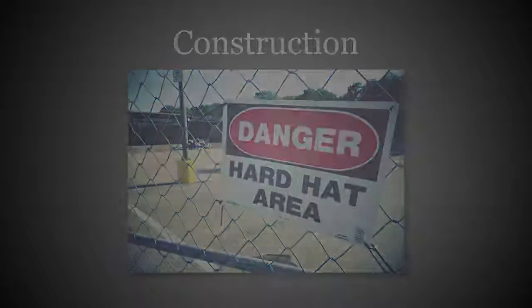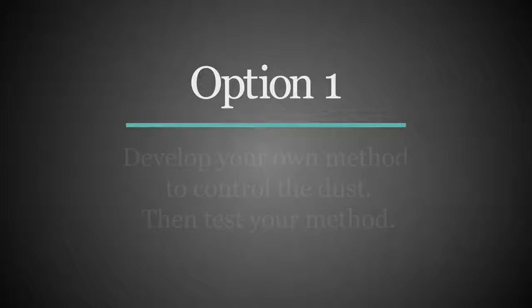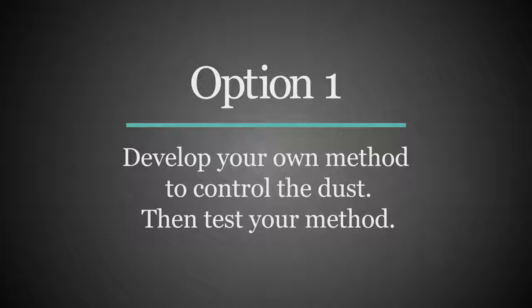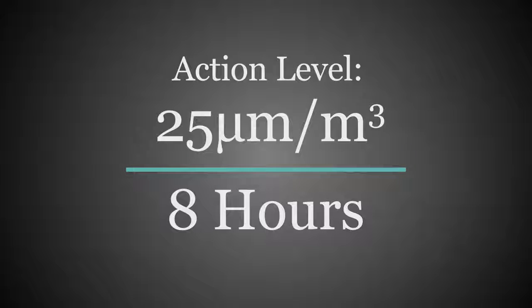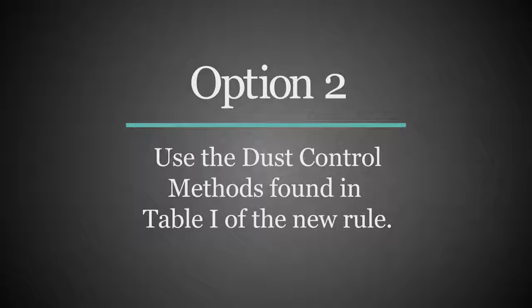The rule provides two options for construction. Option 1 is, in short, to control the dust with your own measures, then measure the amount of silica dust to which workers are exposed. If it's at or above the action level of 25 micrograms per cubic meter over an 8-hour time-weighted average, you must find better measures to protect workers from crystalline silica dust exposure. Option 2 is to simply follow the dust control methods in Table 1 of the construction standard.